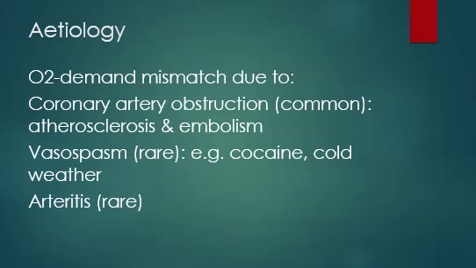Arteritis is an inflammatory disease of the arteries, and that could involve the coronary arteries, which just causes a narrowing of the lumen.